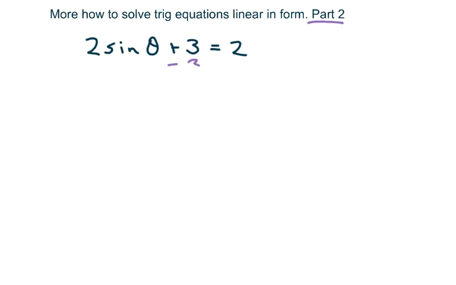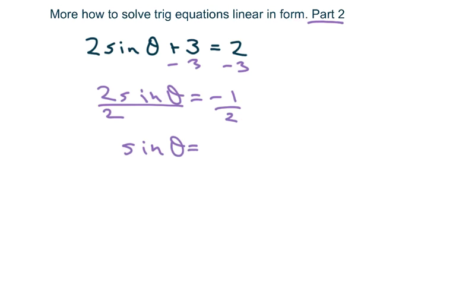We're going to subtract 3 from both sides, and we're going to get 2 sine of theta equals -1, and then divide both sides by 2, so you get sine of theta equals -1/2. And what I forgot to put, we want to solve on the interval from 0 to 2 pi.